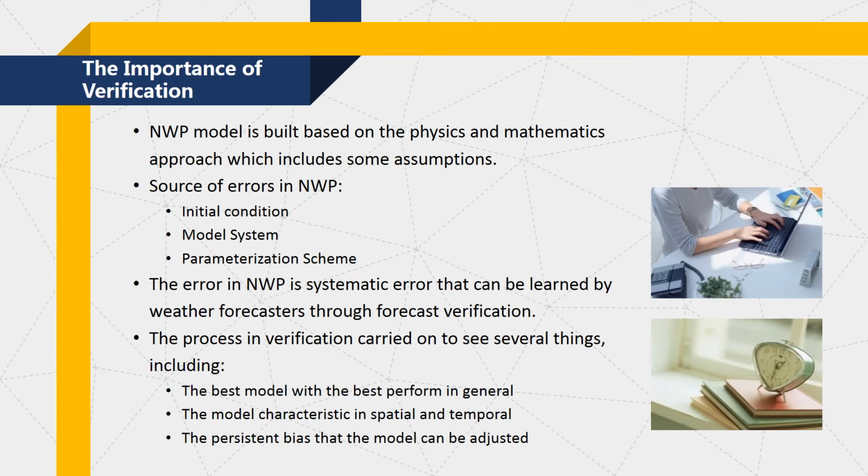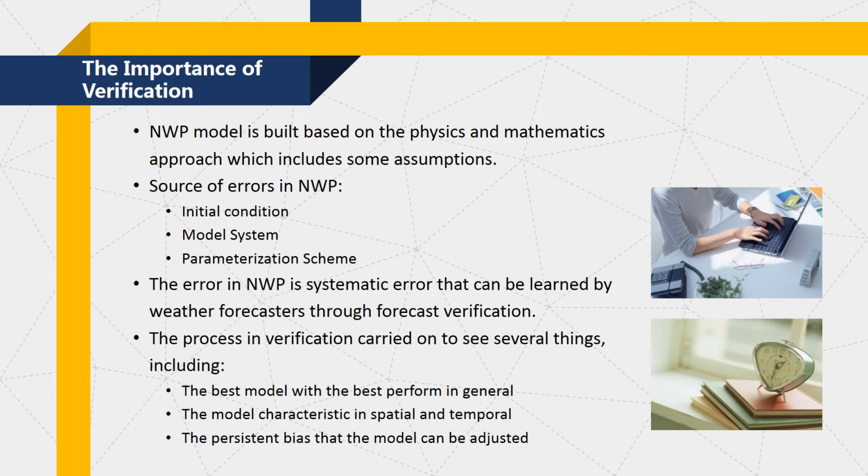Okay, as meteorologists, we know that current NWP has fairly good ability in predicting future atmospheric parameters, but we must remember that the NWP model is built on a physics and mathematics approach, which includes some assumptions. These assumptions make the model produce errors. In general, we can divide the sources of errors in NWP into three elements: initial conditions, model system, and parameterization scheme.